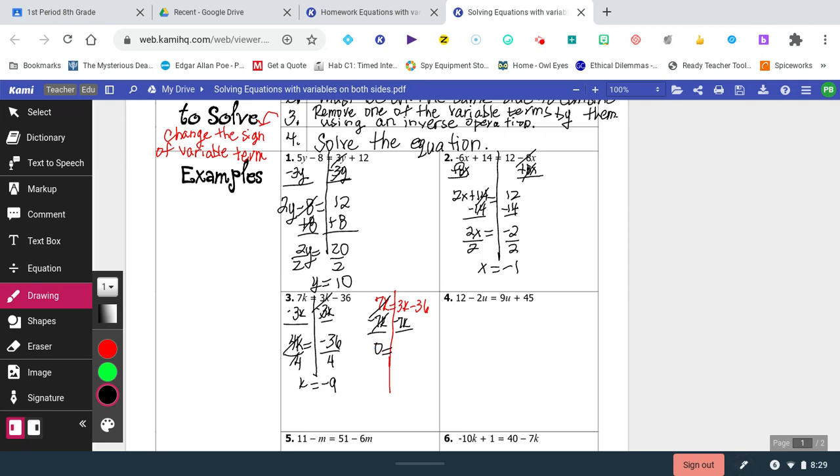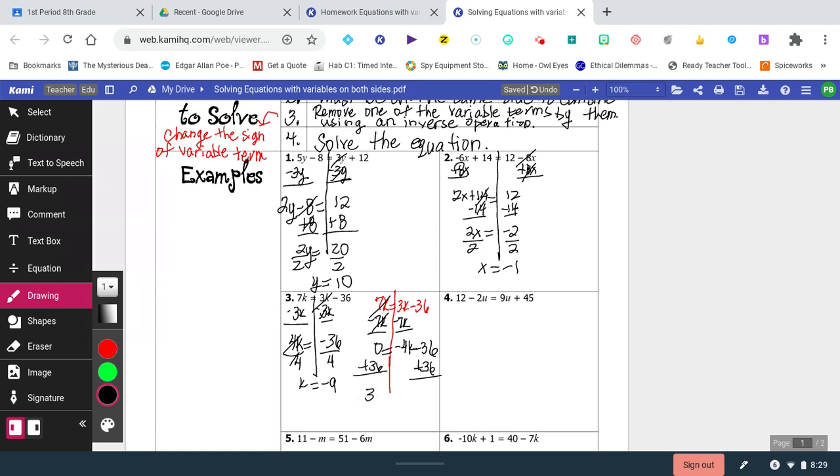All right, back to this. 3K minus 7K is negative 4K minus 36. Now you're looking on the right side because that's where your variable is. So what number is farther away from your K, not attached to your K? The one that is not attached is the one you change the sign of. So negative 36 is not attached. I'm going to change the sign and make it positive 36.